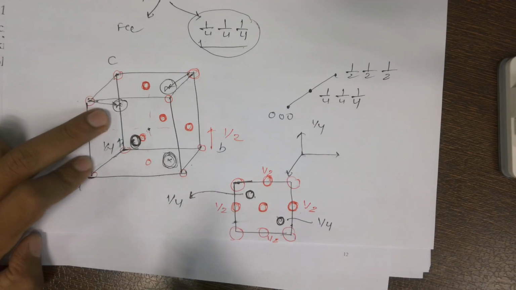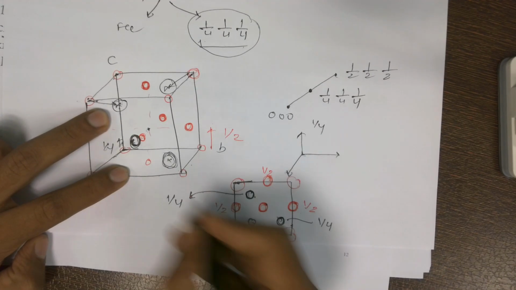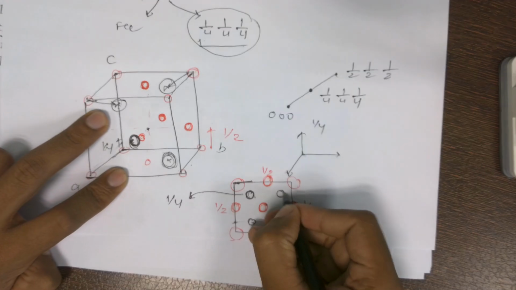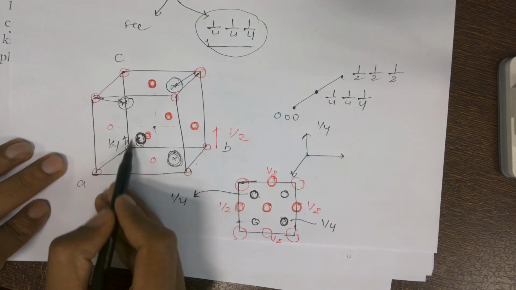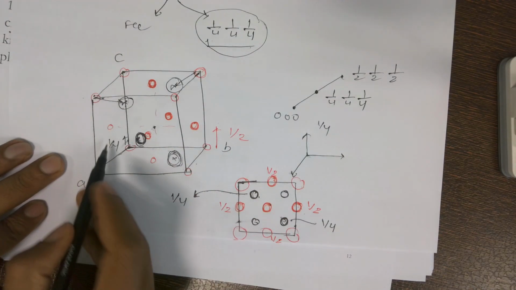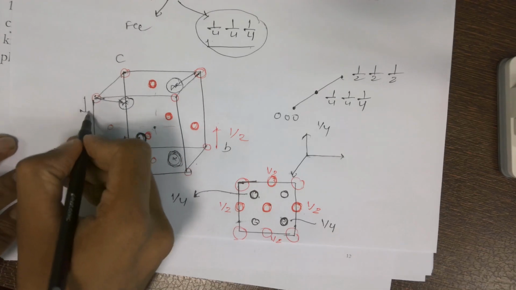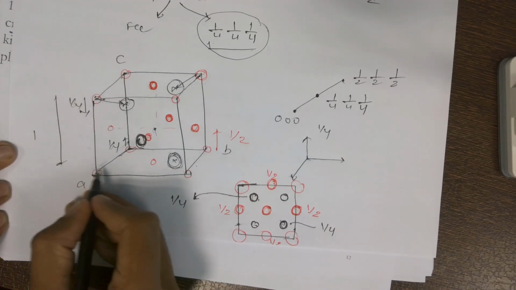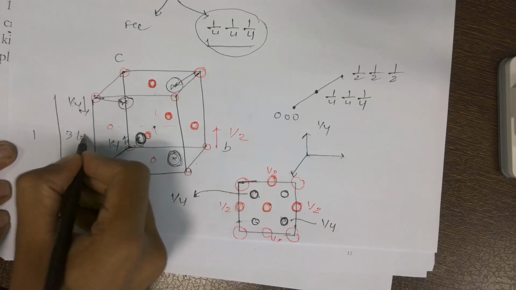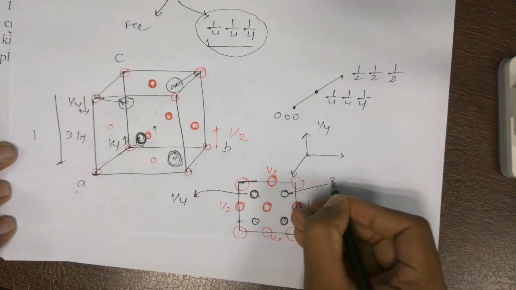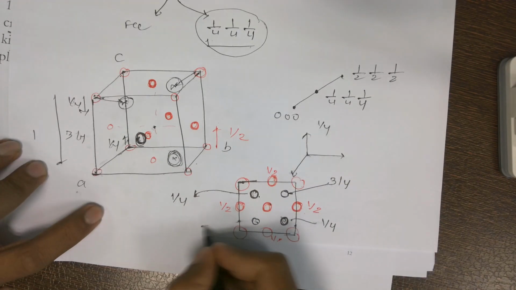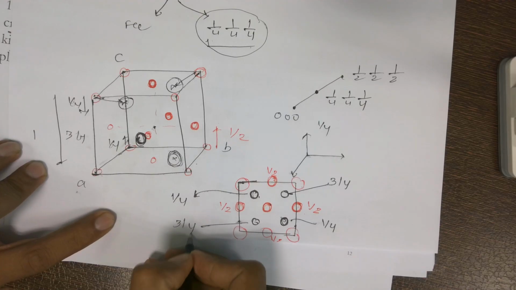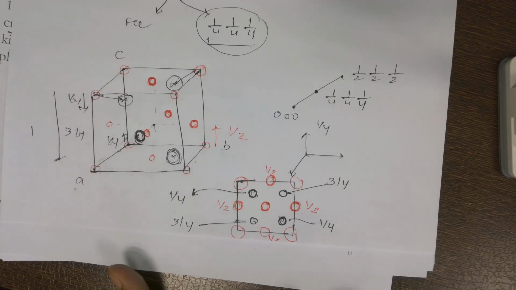This one will come over here and this one will come over here. But their heights are different. See, this is at the height of 1 by 4 from the top. If the entire height is 1 and this is 1 by 4, then from the bottom how much is the height? It is 3 by 4. So here I have to specify 3 by 4. Here I have to specify 3 by 4. This is how one has to make the projection.